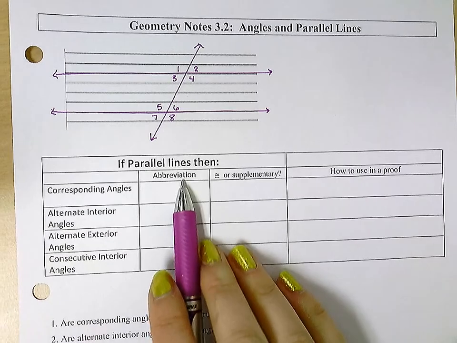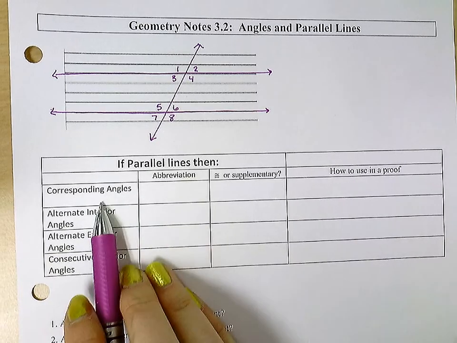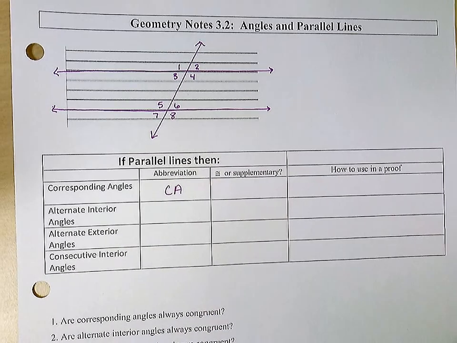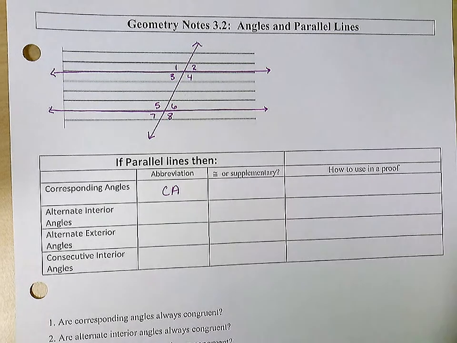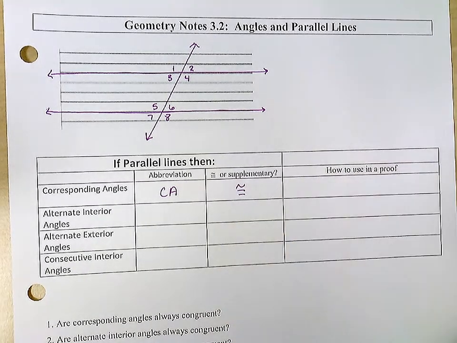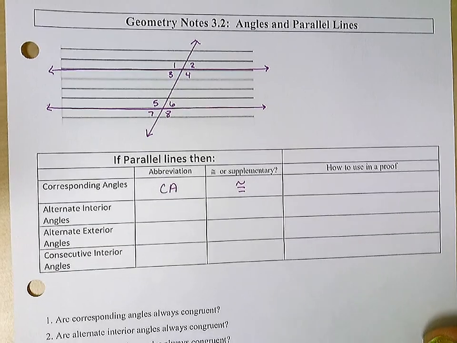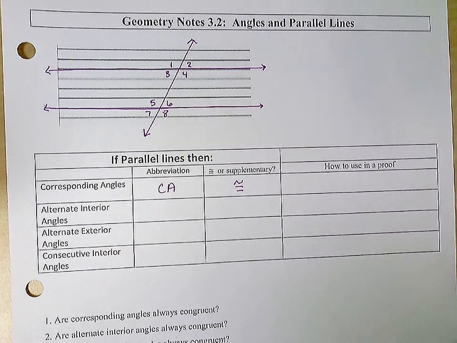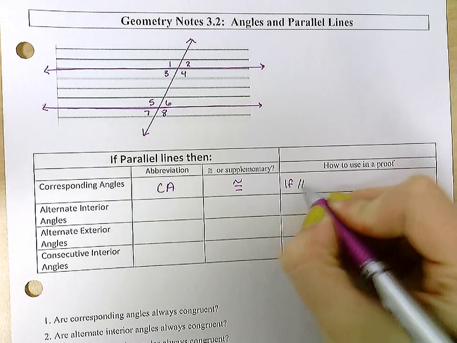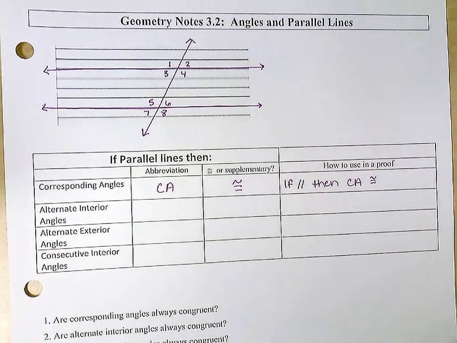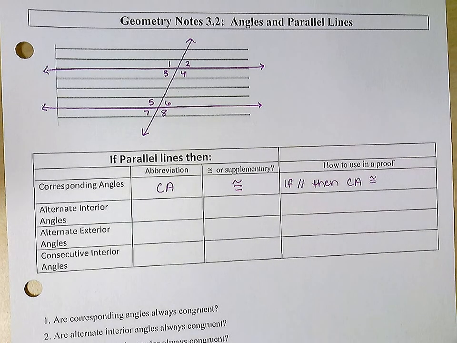So if we have parallel lines, then your corresponding angles, which we abbreviated as CA, are going to be congruent. Okay, so if you see corresponding angles with parallel lines, those angles are congruent. To use this in a proof, yes, you will use this in a proof. You say if parallel, then corresponding angles are congruent. So you use this if you are given parallel lines.